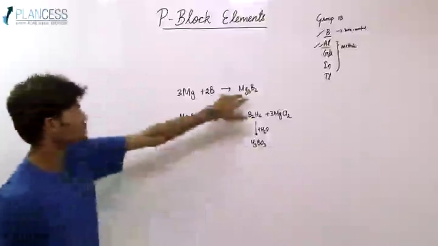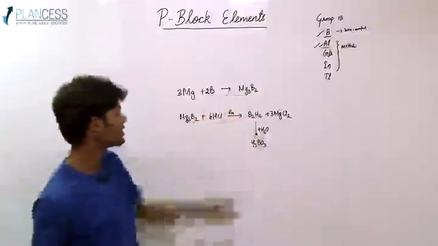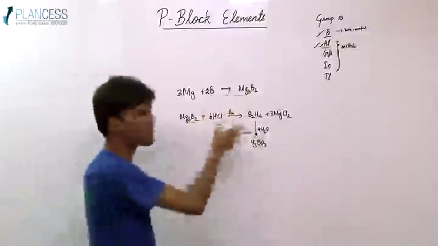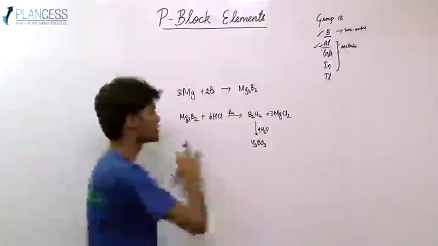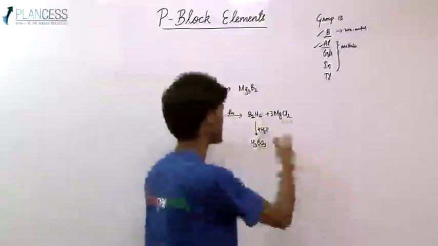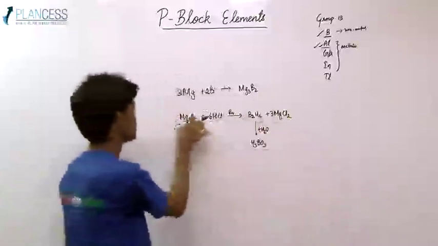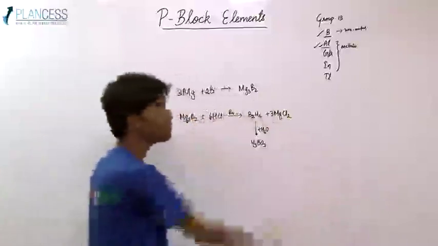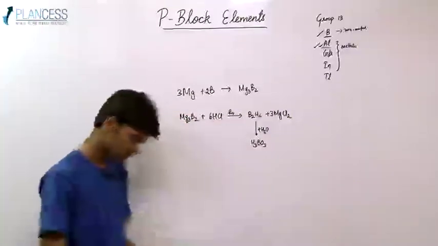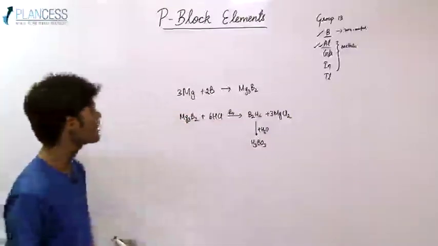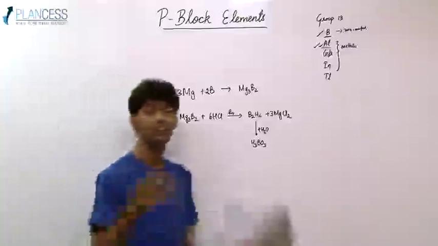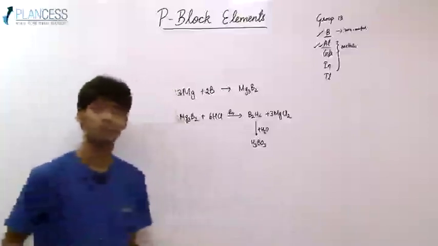This is how the Mg3B2 reaction works. This reaction is important because some questions have been asked on the hydrolysis, what happens when the hydrolysis of this is done. So diborane hydrolysis gives boric acid, and the hydrolysis of Mg3B2 would give you diborane. So this was the reaction.